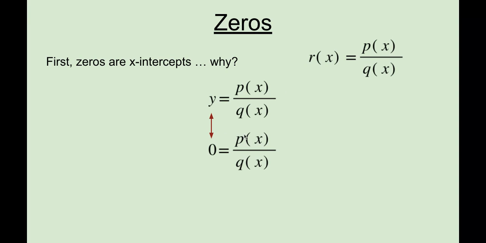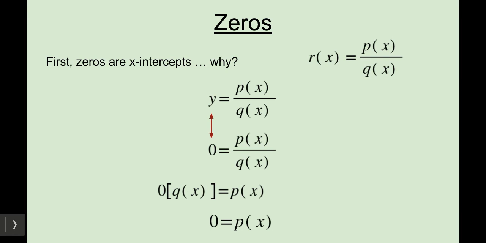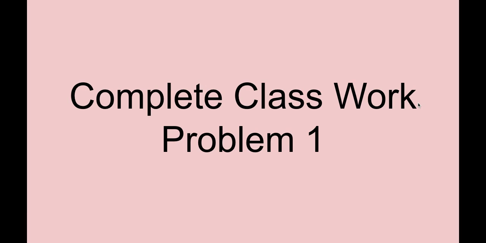Now, for x-intercepts and zeros, I want to solve this equation. Let's multiply both sides by q of x, and you'll see I get 0 times q of x. What's 0 times q of x? That's 0. So that's why all you have to do is set the numerator equal to 0 to find all the zeros, and the zeros are x-intercepts. So you don't have to go through the whole process; you can just do the shortcut. Okay, so you want to stop the video and complete classwork problem number 1.